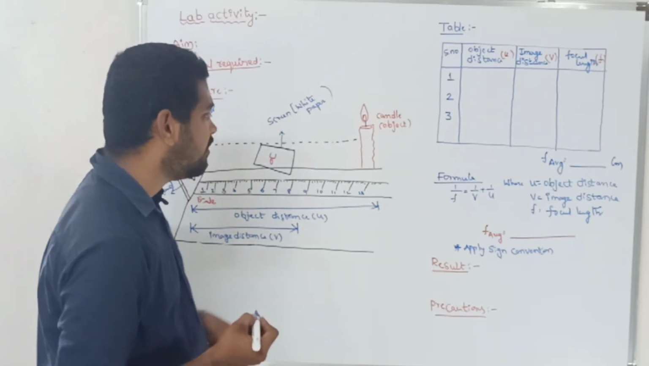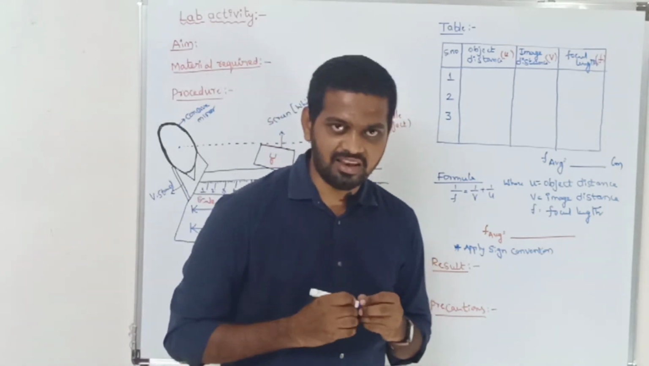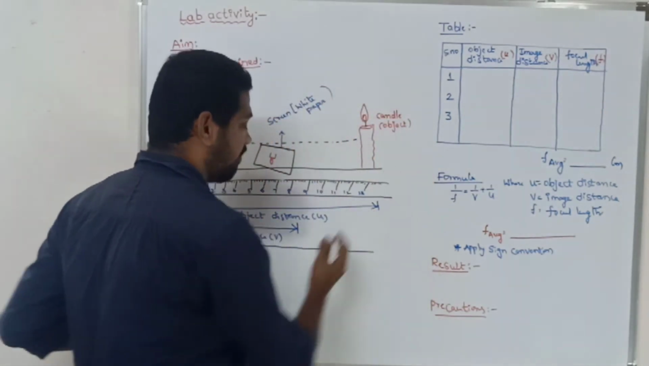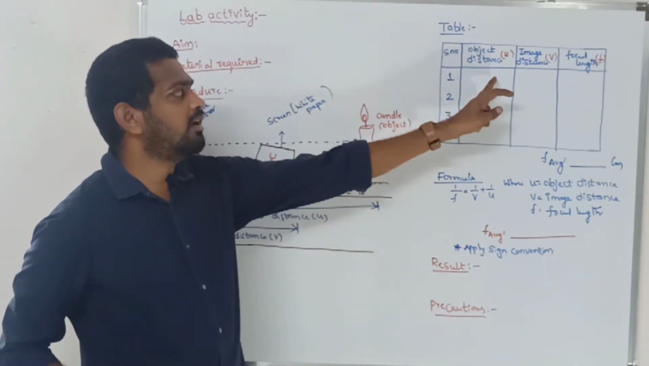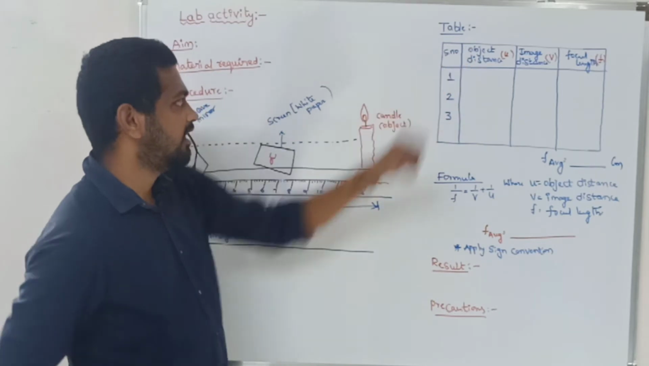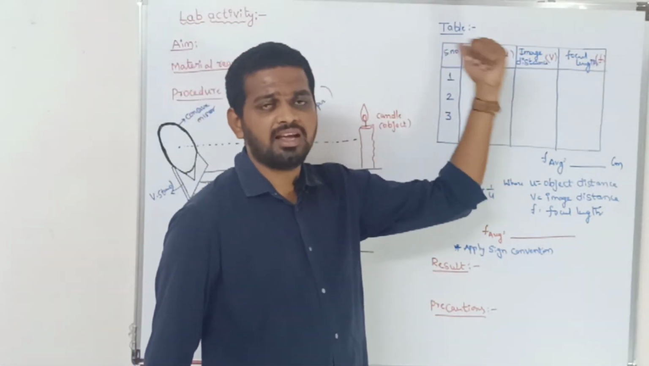Clear, children? Like this, I am going to find out the object distance and image distance. Whatever values I get, I am going to tabulate in the table. The table consists of the object distance, image distance, focal length and serial number.